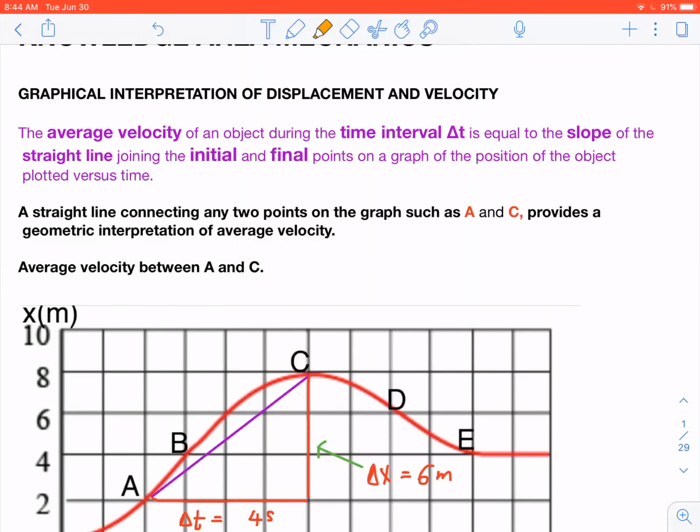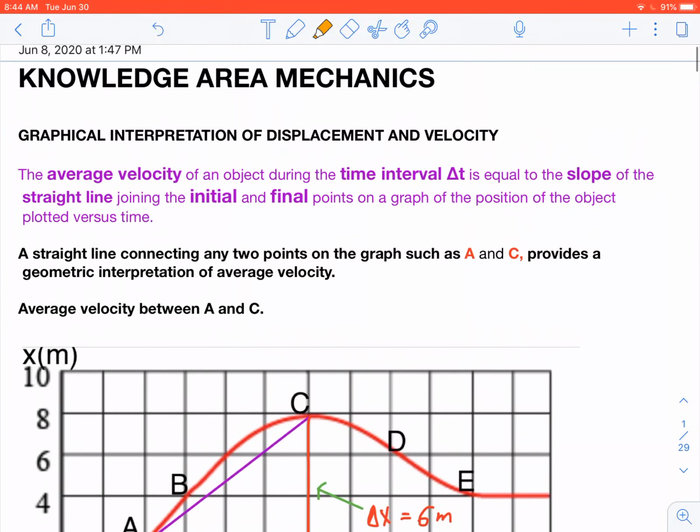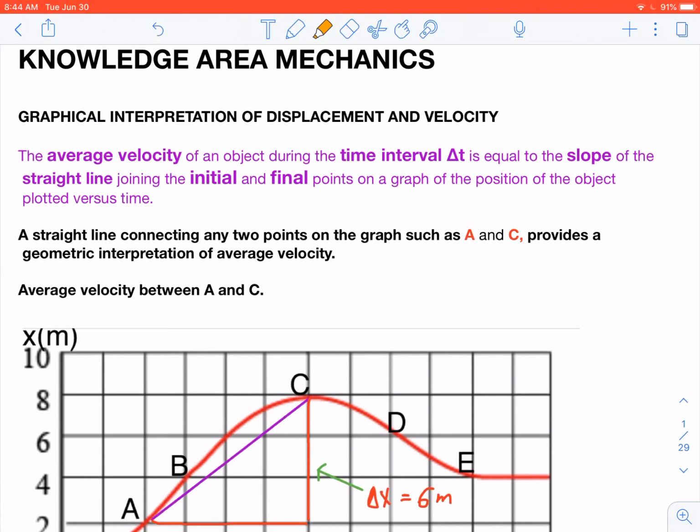We are dealing with the knowledge area mechanics, and we're going to look at the graphical interpretation of displacement and velocity. Let's see what we mean by average velocity.